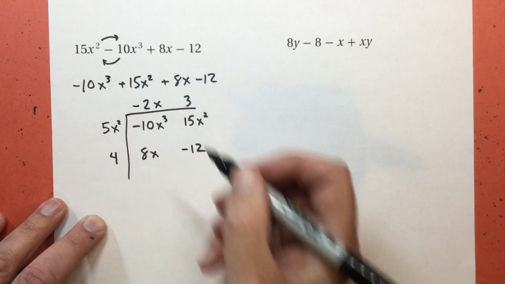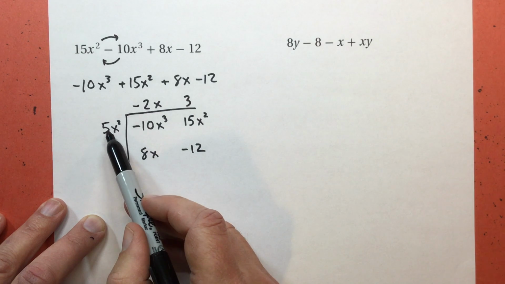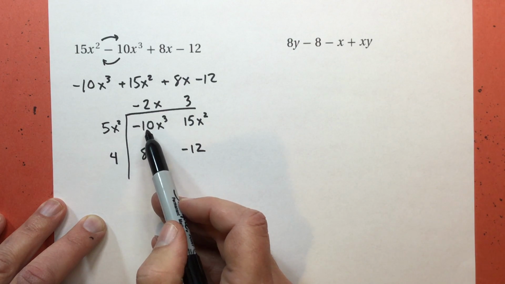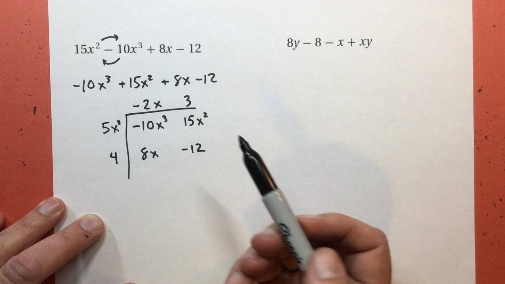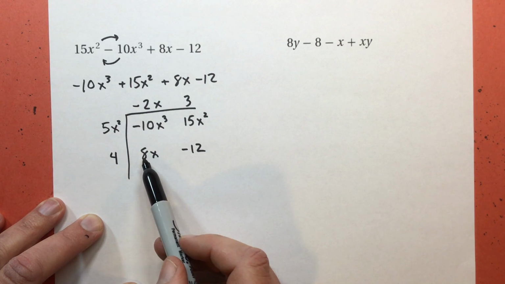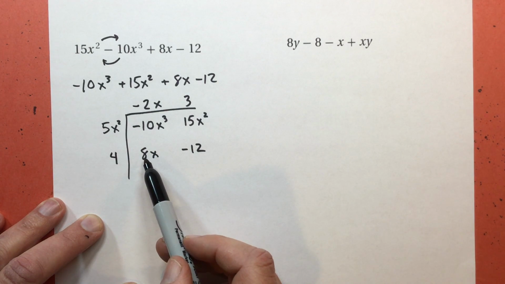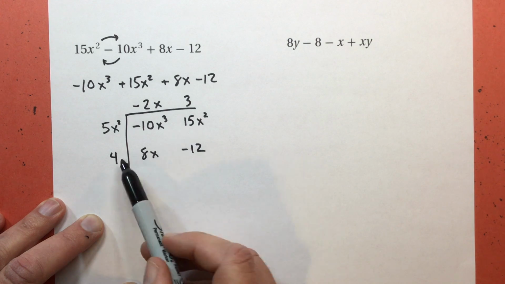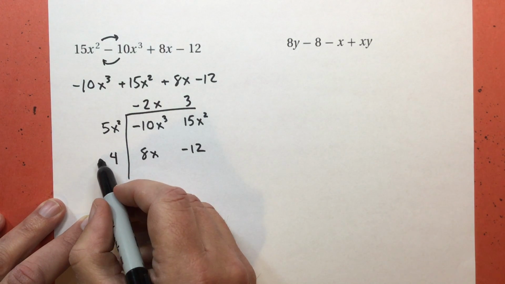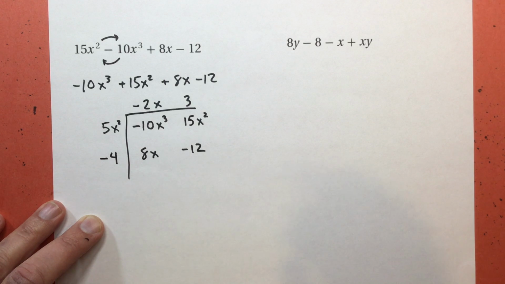I can put a negative here. Then now 5 times negative 2 is negative 10. But 4 times negative 2 is not positive 8. But since I need to get a negative here, what if I put a negative in front of the 4? Now does it match up?